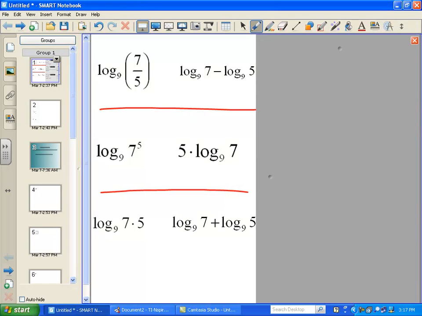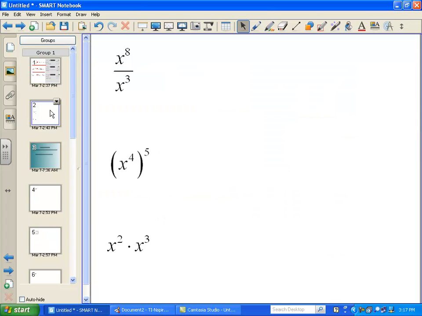But the question is, how do we get from log base 9 of 7 over 5 equal to that right side? And then same thing in the middle and on the bottom. How is it that those two things are the same? What we did is we went back, old school, and looked at some of these from about a chapter and a half ago, I guess. How would you simplify these?